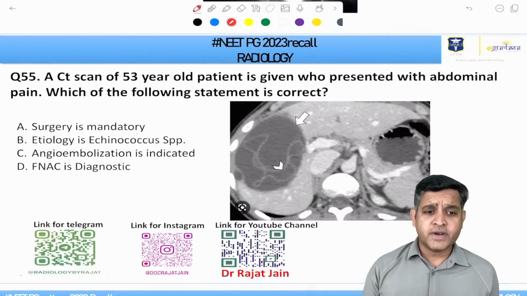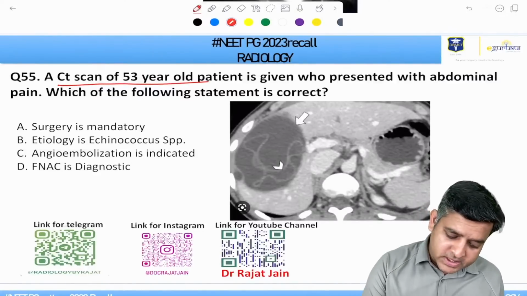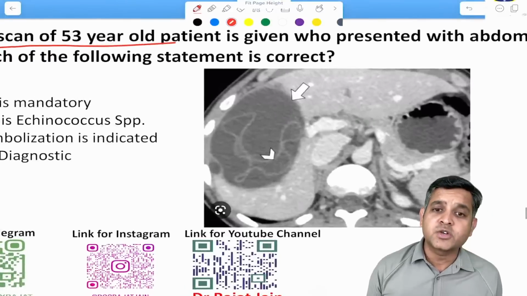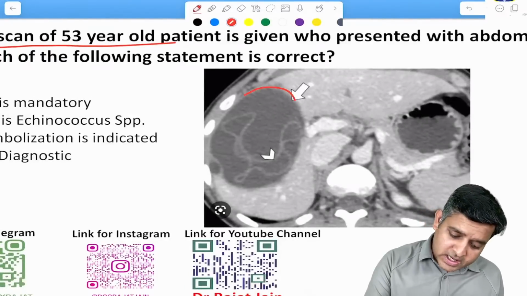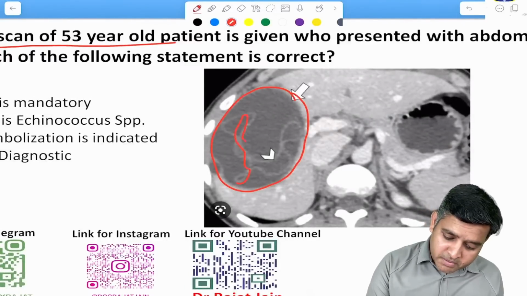Question number 55. A CT scan of a 53-year-old patient who presented with abdominal pain is given. Which of the following statements is correct? First, let's see what we see in the CT scan. We are seeing a hypodense lesion in the liver with a crumpled membrane within.